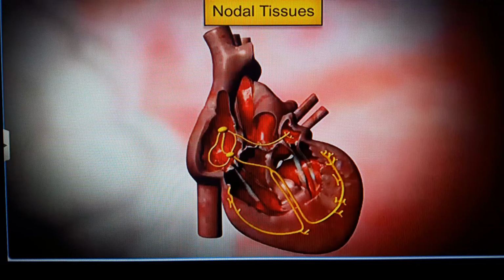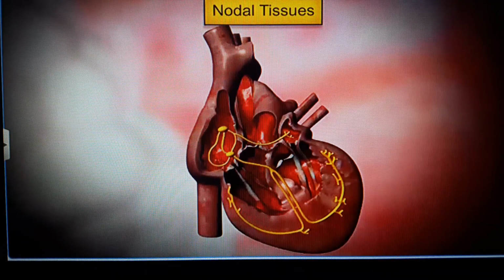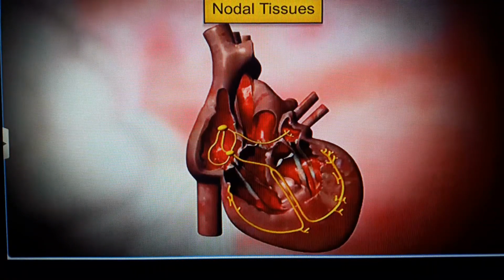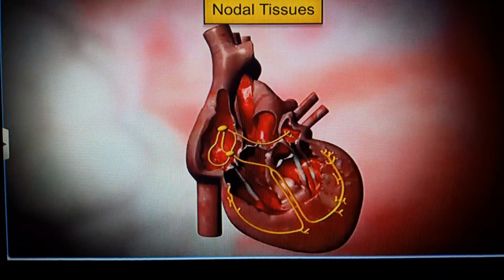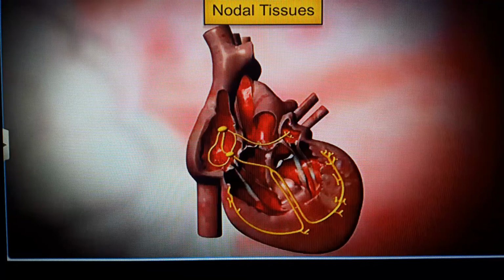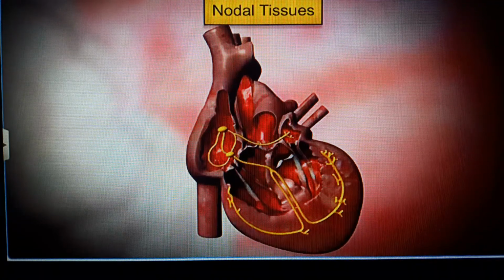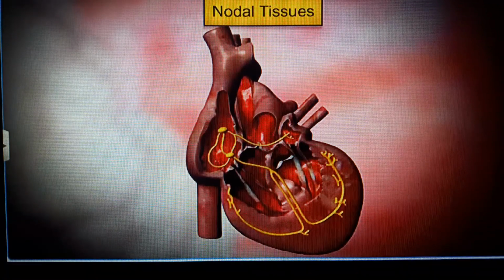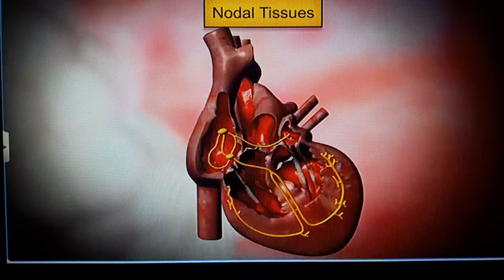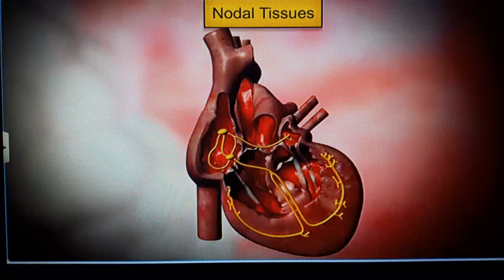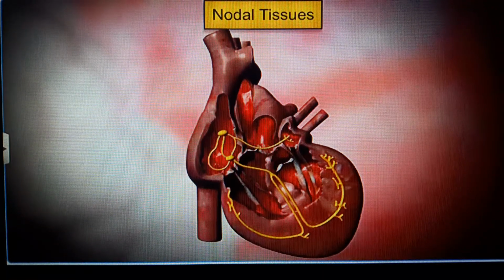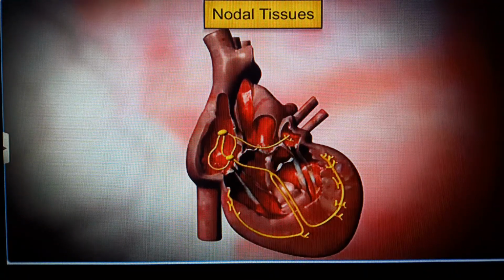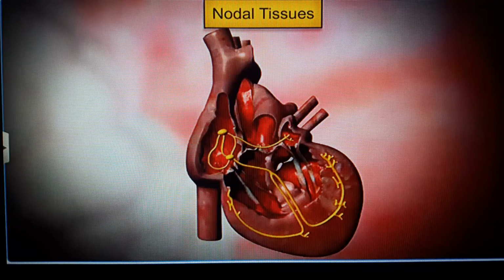So friends, the conducting system that relays electric impulses through the heart consists of modified cardiac muscle cells that form special types of tissue. These special types of tissue are called nodal tissue. Friends, this nodal tissue consists of the following structures.